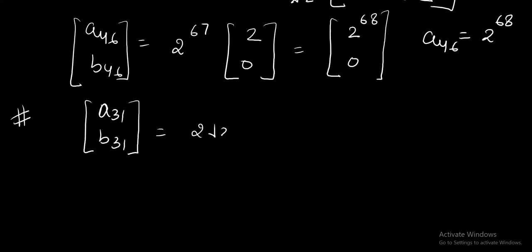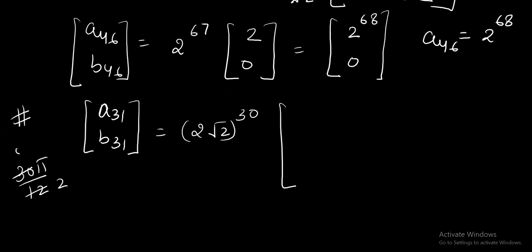Right, inside we have 2 root 2 power 30. Then we have cos pi by 12 was already there, but you have to shift 30 in front of it. So 30 pi by 12. What do you mean by 30 pi by 12? Let's simplify it. I can divide both numerator and denominator by 6. So it is 5 pi by 2.